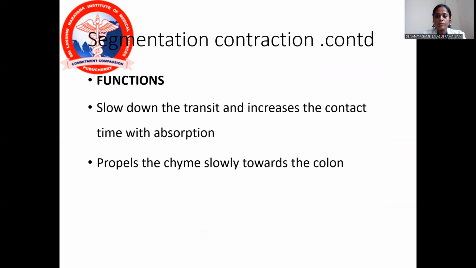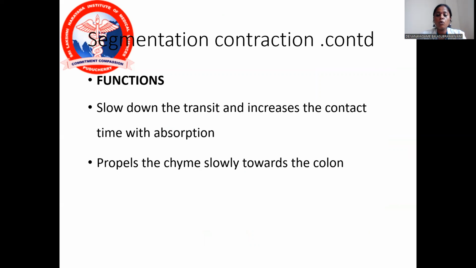So what are the functions of this? They slow down the transit and increase the contact time with the absorption. Because of the segmentation contraction, the transit time will be slowed down, thereby increasing the contact. The chyme will remain in the intestine for more time, so there will be an increase in the chance of absorption.